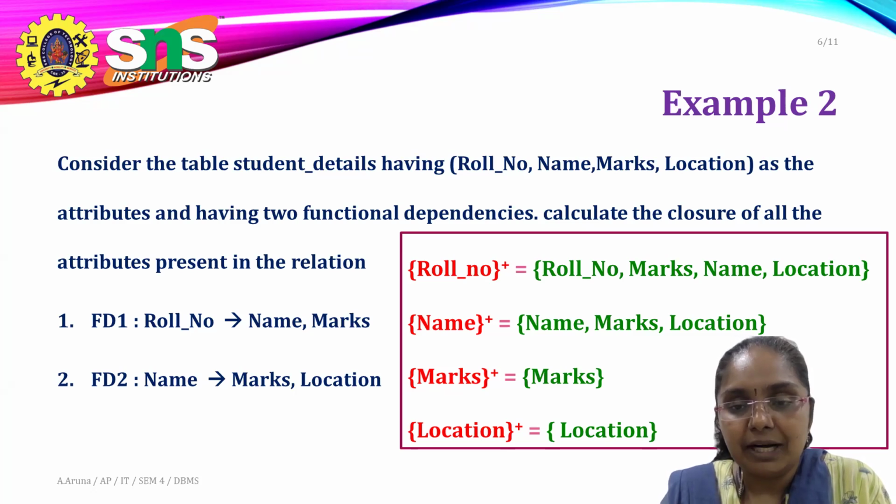So by using roll number, I can identify all the others. So this can be a super key. It is a single attribute with no proper subset, so again this can be the candidate key.